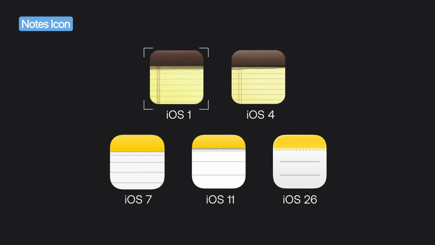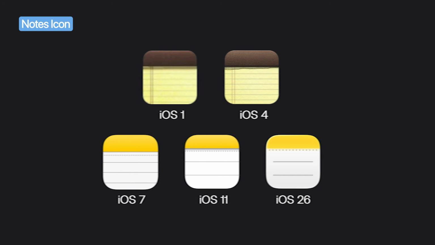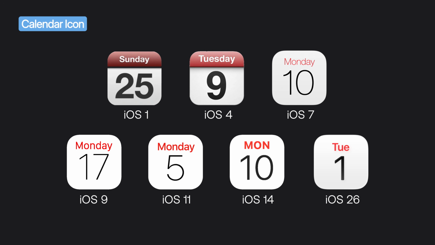The Notes app had a symbol-aligned notepad, with iOS 4 adding the torn page effect. iOS 7 totally changed the icon, and iOS 26 refined it in a more pleasant and elegant way. The calendar icon was suggestive and quite simple. Of course, the redesign brought by iOS 7 was major. It continued in this style until today, where the font is bolder and more contrasted.